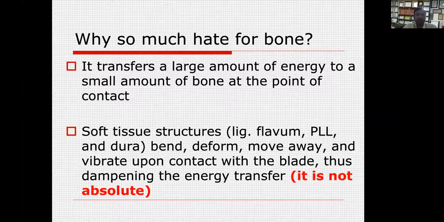So why does it have so much selectivity for bone? Because it transfers a large amount of energy within a small amount of bone at the point of contact. And the soft tissue structures, because they have the capacity to bend, deform, move away or vibrate upon contact with the blade, dampen the energy transfer. However, it is not absolute. If you keep the tip of the instrument in contact for very long, usually around 10 seconds, then it can damage these structures as well. So one has to be very careful when using this ultrasonic bone scalpel.